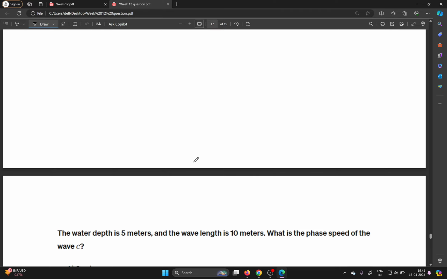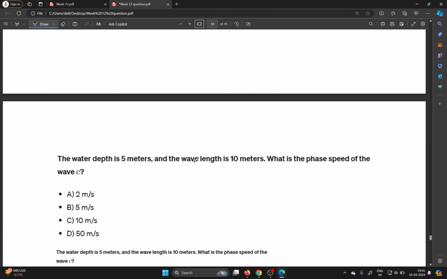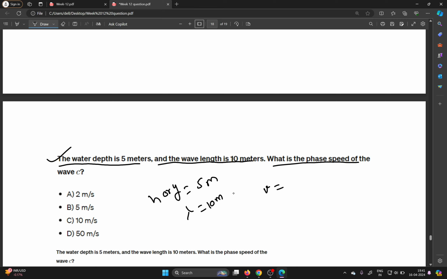Now the next question is a very important question. Water depth is 5 meters, that is y is given as 5 meters, or sometimes you can say height of the water, and the wavelength is 10 meters. What is the phase speed of the wave?